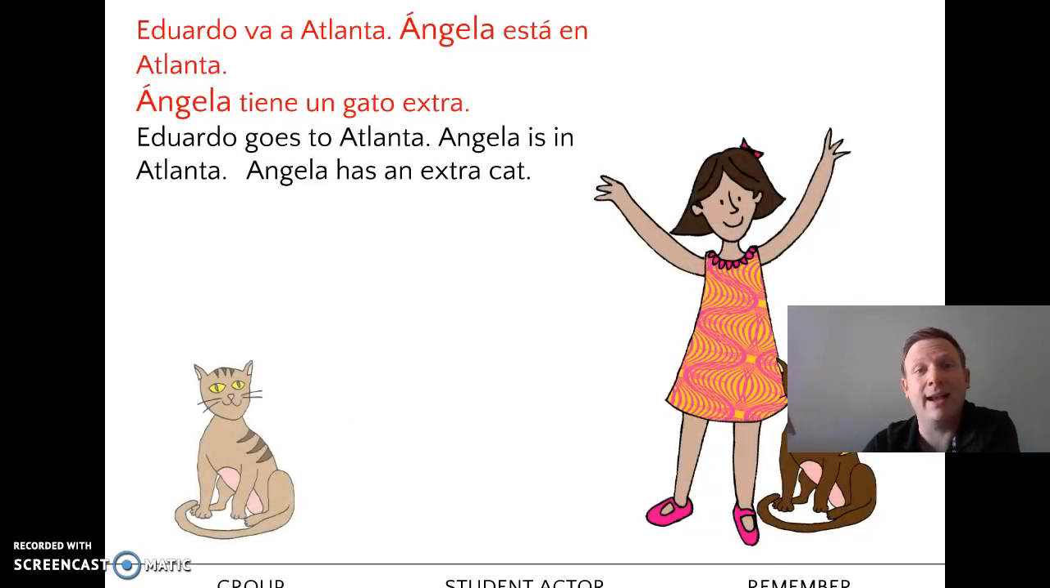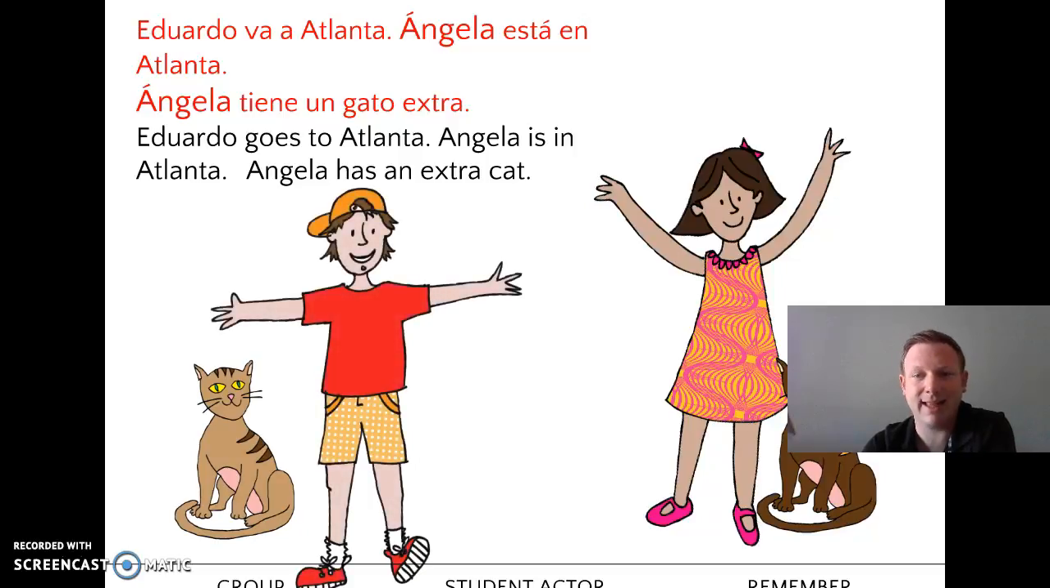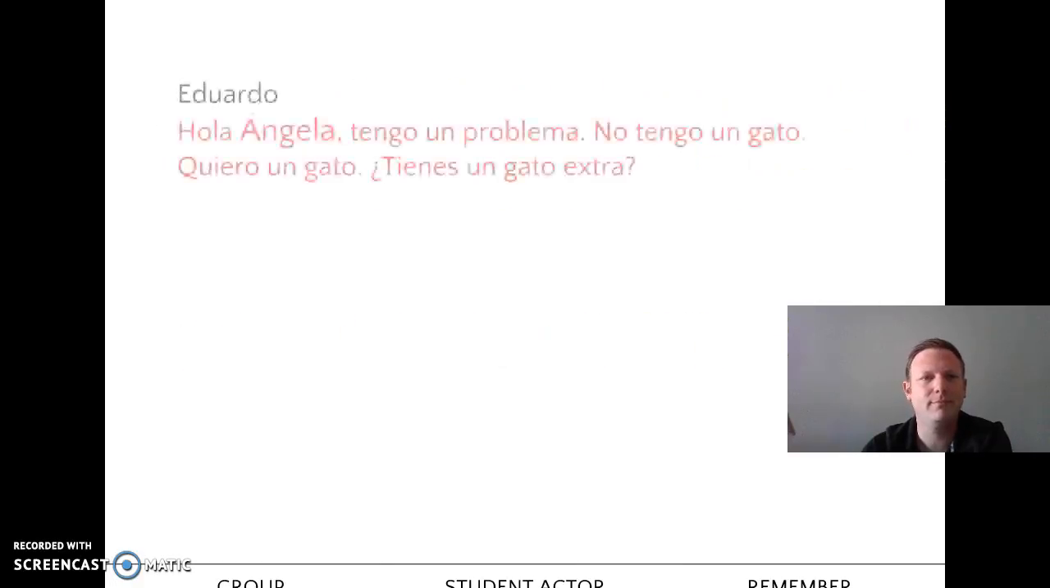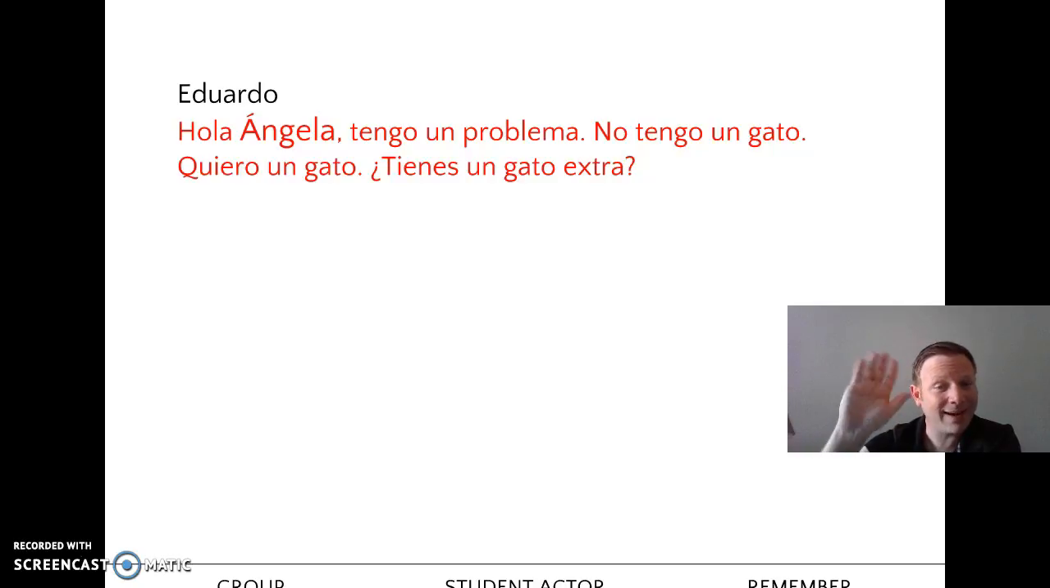Eduardo va a Atlanta. Ángela está en Atlanta. Ángela tiene un gato extra. ¿A dónde va Eduardo? ¿Y quién está en Atlanta? Eduardo dice, hola Ángela, tengo un problema. No tengo un gato. Quiero un gato. ¿Tienes un gato extra?